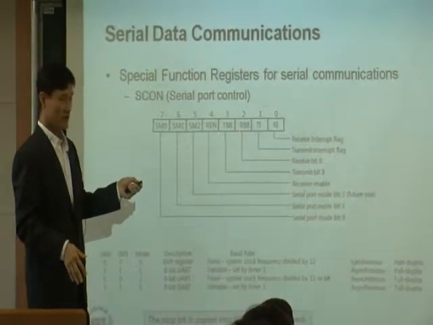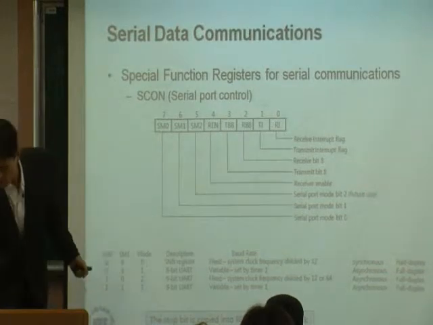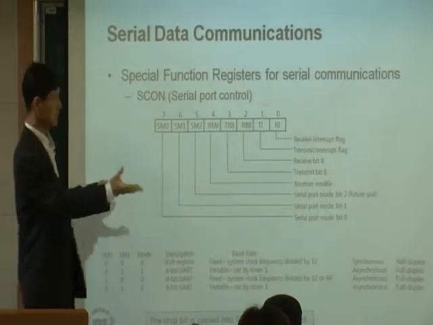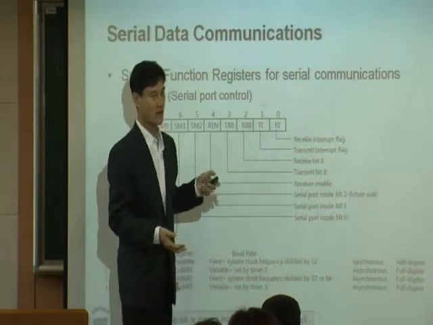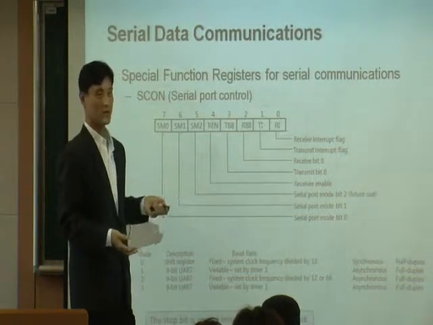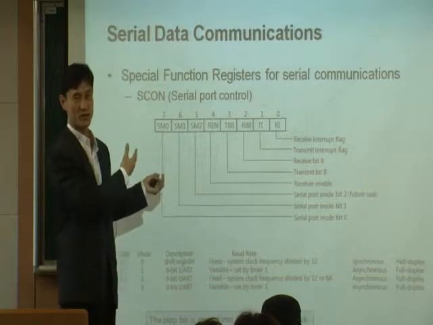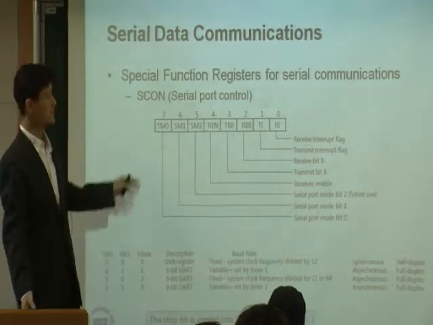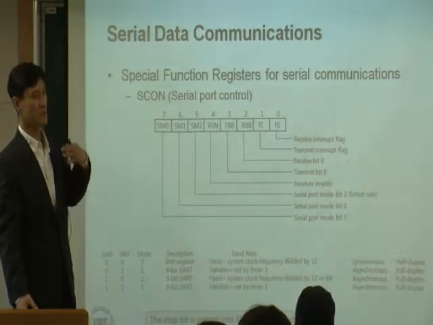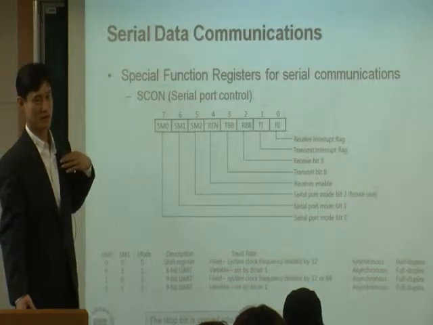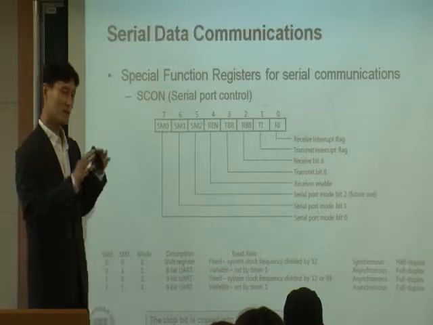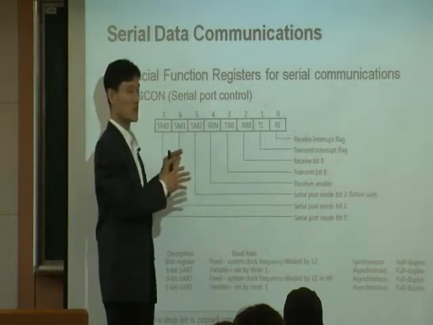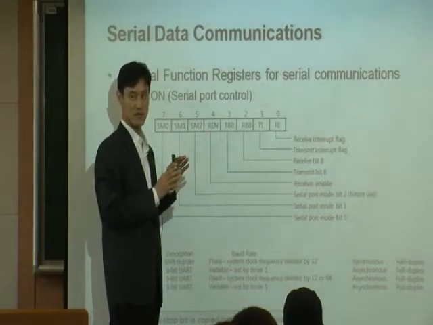TB8, RB8, this one, okay, I'm going to talk about next slide. So we have a TI, RI. I means interrupt. Now we have an interrupt. Okay? This serial communication can be used with interrupt. What that means is you can also use this serial communication without interrupt.